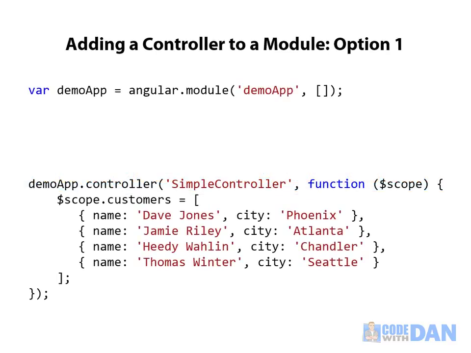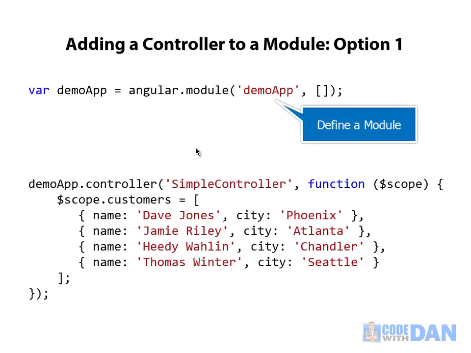Now, option number one is shown here, and what we're going to do is create our module. You can see we have one called demo app with no dependencies, and we're going to assign the object that is the result of that, which is the module, to our demo app variable. Now, demo app is actually in the global scope in this particular scenario, so that may be good or bad. You'd probably want to give it a very specific name if you're going to take this approach. But what we're going to do with it is once we have that module object, we can simply call .controller.